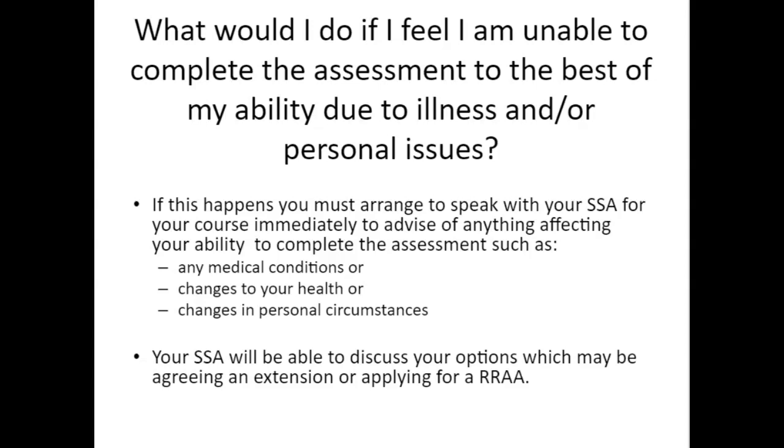So what do you do if you feel you're unable to complete the assessment to the best of your ability due to illness or some personal issues? If this happens, then you must arrange to speak with your student support advisor for your course immediately to advise of anything affecting your ability to complete an assessment. This might include medical conditions, changes to your health, or issues with personal circumstances. Your SSA will be able to discuss your options, which may be agreeing an extension or applying for a RAR.